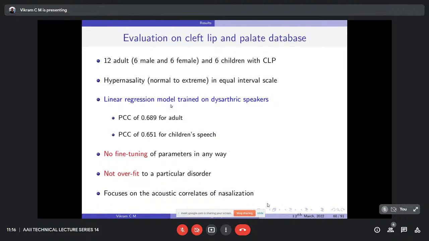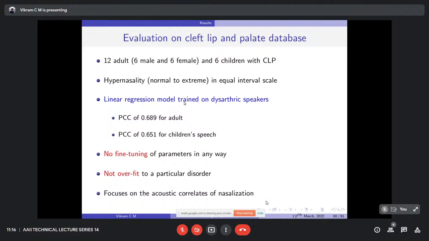Next is one more interesting challenge in clinical speech: whenever we develop a model for a particular speech disorder, it may not be suitable for evaluating other speech disorders. Suppose hypernasality is a common phenomenon occurring in both cleft lip and palate as well as dysarthria. Initially, we developed a model for dysarthric speech evaluation, but now we wanted to evaluate it for cleft lip and palate.